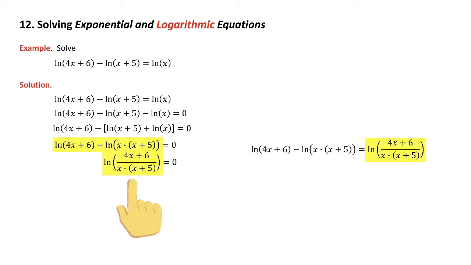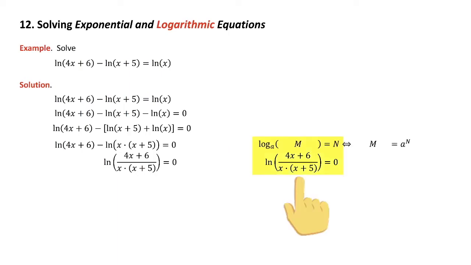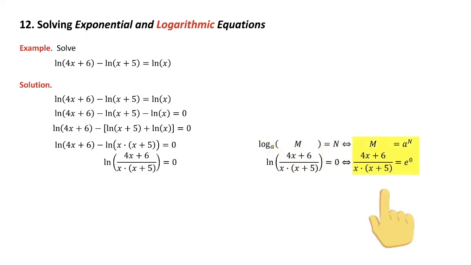And now notice what we did. We have a single log of a mess equals a number. That's the form we want. So we combined logarithms 2 at a time until we got it down to log of something equals a number. And there we have it. Now, how do we solve this? We have to convert it to an exponential, right? So here's the definition, and we have to convert it to an exponential.